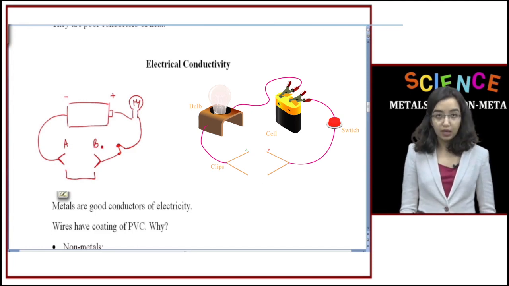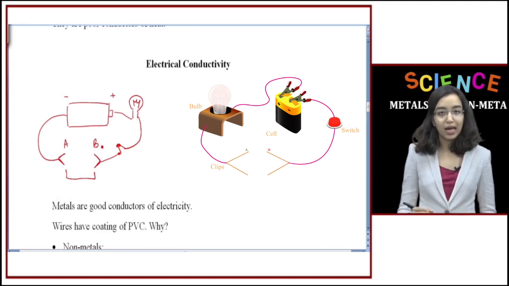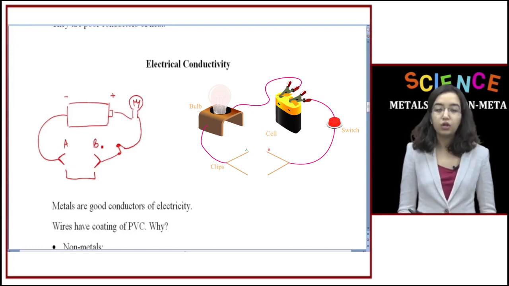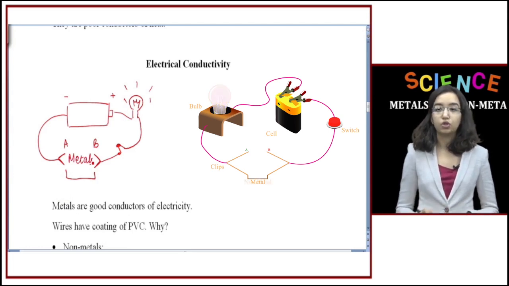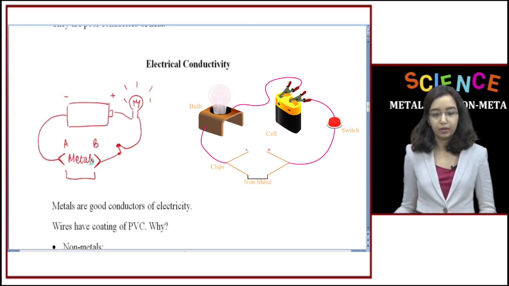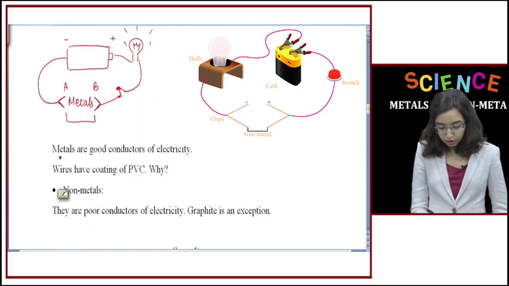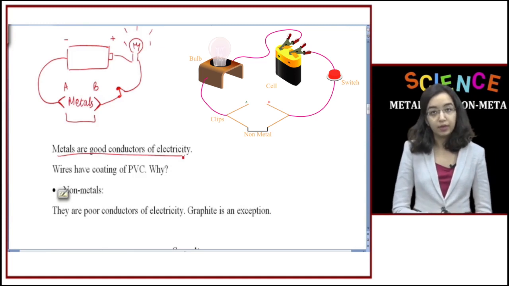In this gap AB, we can insert different metals and non-metals and see if they conduct electricity or not. You will observe that when you put in metals here, the bulb lights up. But when you put in non-metal, the bulb does not light up. This shows that metals conduct electricity, whereas non-metals do not conduct electricity. So the observation is that metals are good conductors of electricity.